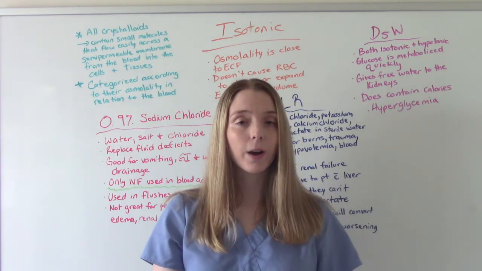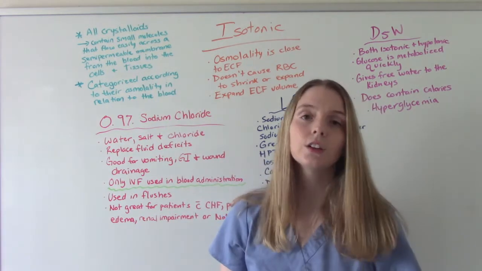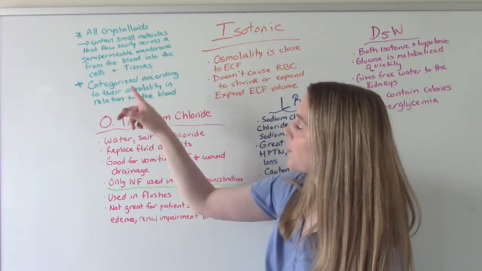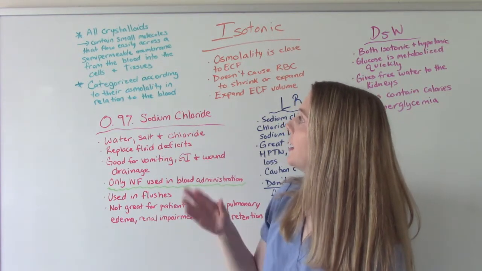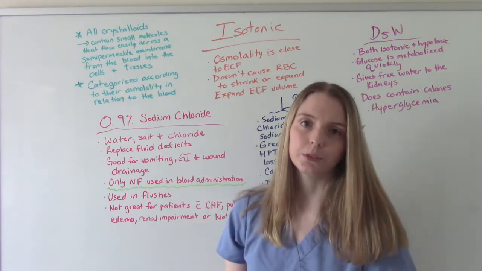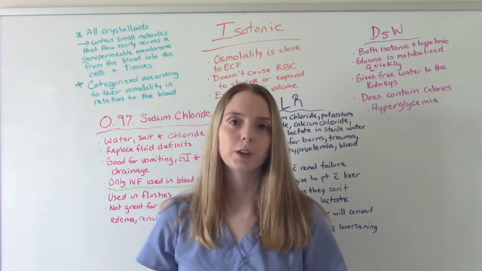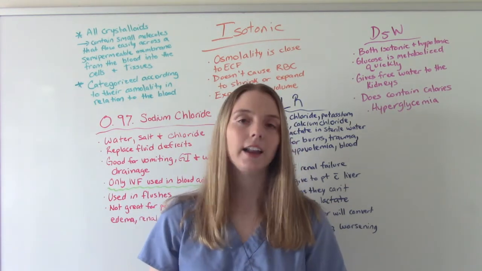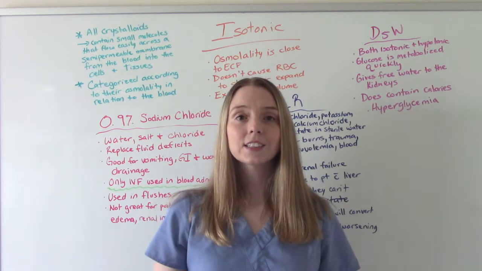The other thing I wanted to point out is that they are all considered crystalloids. So what's a crystalloid? They contain small molecules that flow easily across a semi-permeable membrane from the blood into the cells and the tissues. So those are crystalloids. Later on in the video, we'll talk about something called colloids. So all three, isotonic, hypotonic, and hypertonic, are crystalloids. So let's start with the first one.